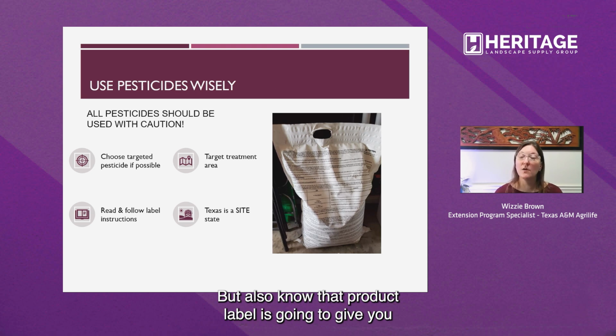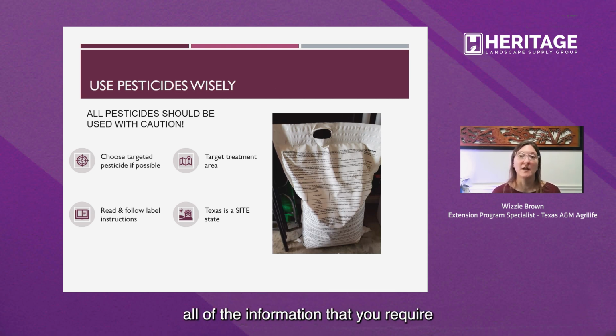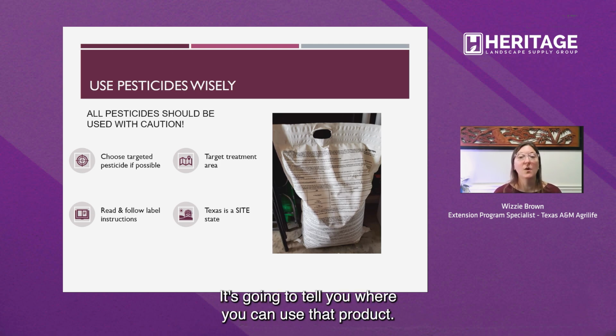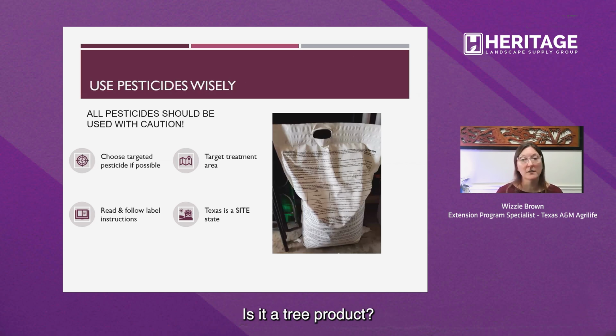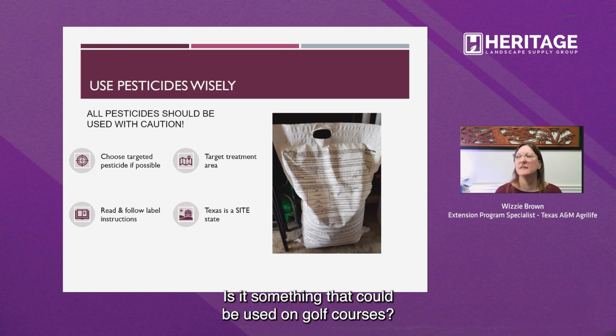But also know that the product label is going to give you all of the information that you require to be able to utilize it. It's going to tell you where you can use that product. Is it a tree product? Is it able to be used on fruits or vegetables or trees that are nut bearing? Is it a turf product? Is it something that could be used on golf courses? So just make sure that you're reading that label.